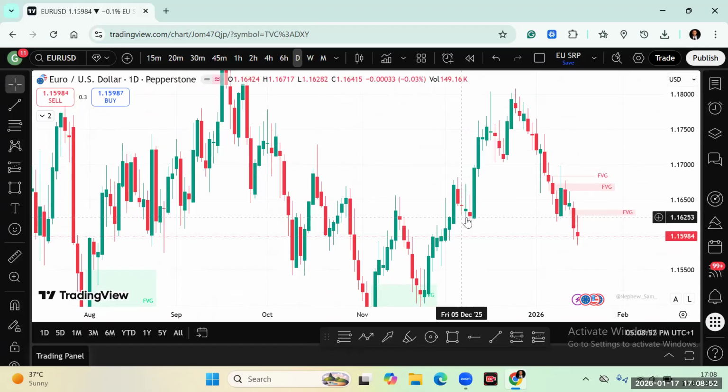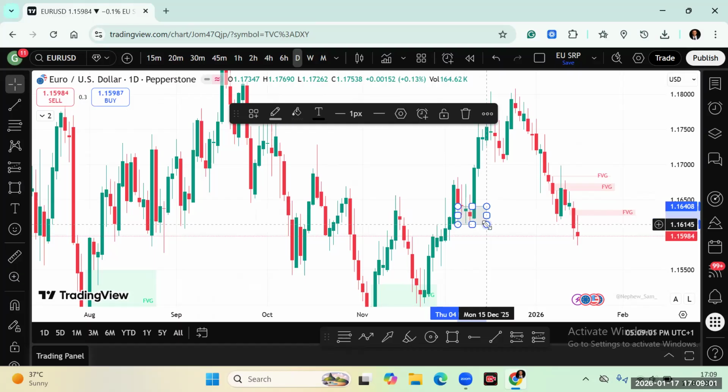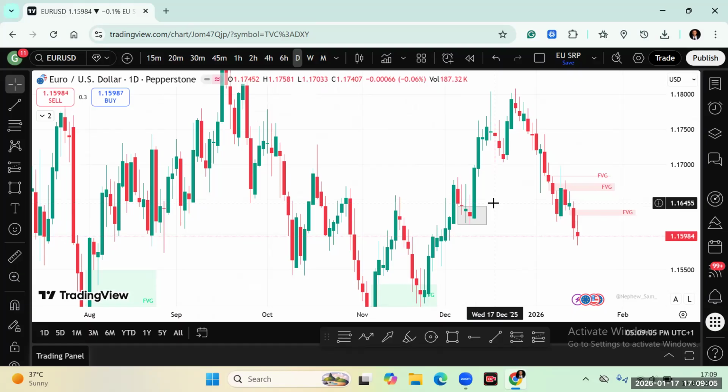This is the low that created the high. Can you see my chart? Yes. So this low created the high. This low created all these highs. And the market has been testing it.